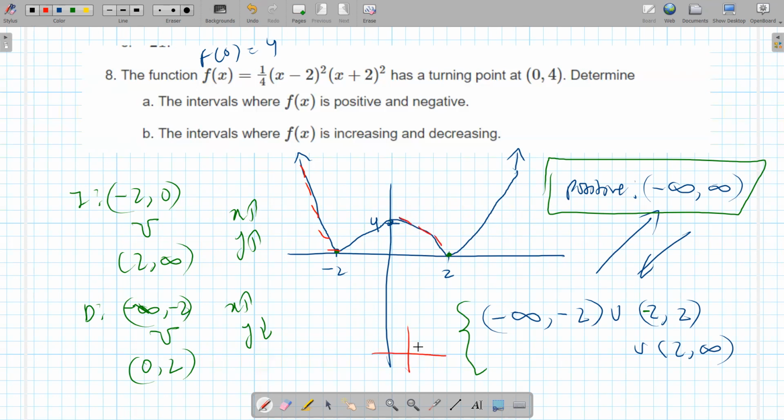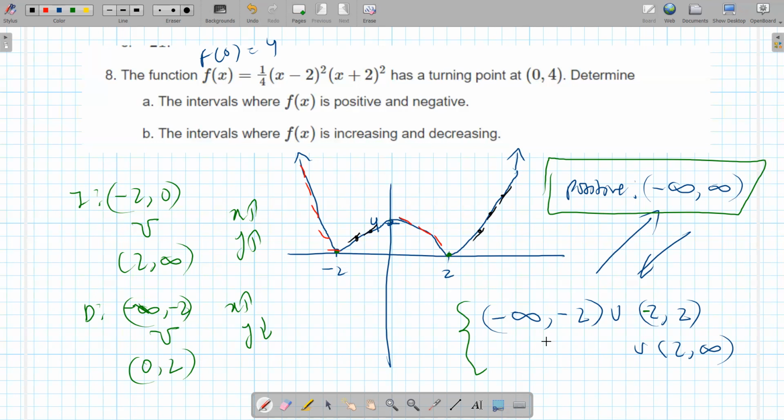The linear function like this has a negative slope. So if you were to draw the tangents at any given point, all of these are negatives. That means those are decreasing intervals. Whereas if you draw the tangents here, all of them are positive. So that's an increasing interval. Okay.